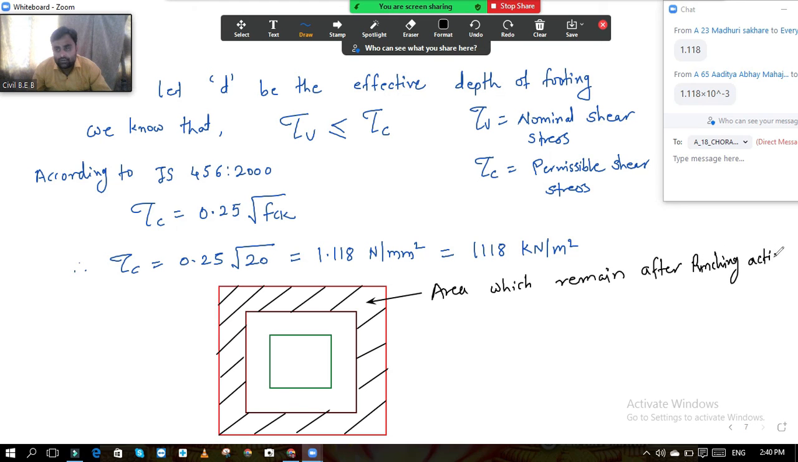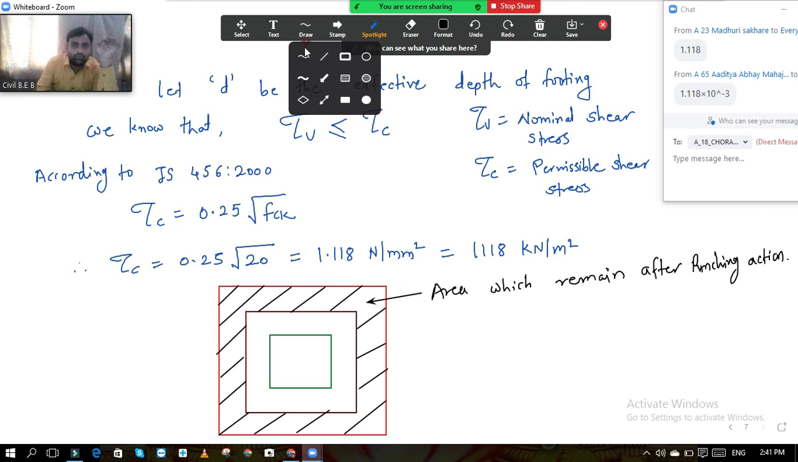So after punching action means what, ये जो अंदर का पूरा ये जो स्क्वायर है, ये कॉलम इसके साथ जाएगा, ये एरिया लेके जाएगा. सो अभी ये पूरा एरिया, अगर इतना एरिया ये पेनिट्रेट हो गया इस फुटिंग से, तो रह गया कौन सा, जो मैंने हैच किया है वो एरिया बाकी रह जाएगा. That is the area which remains after the punching action. So on this remaining area only we have to calculate the shear force.